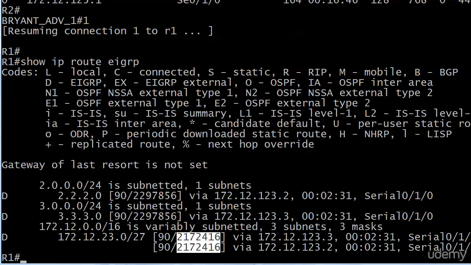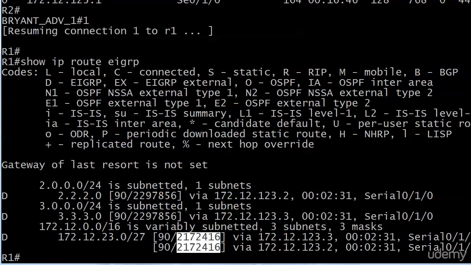So EIGRP, as you can see, is a little more complex. We have a 7-digit metric for just these two little lab paths, so you can imagine how big they end up getting in real-world networking. And they're exactly the same. That's not going to happen very often in EIGRP, but it is happening here, and EIGRP has decided, okay, we're going to perform equal cost load balancing over these two paths.